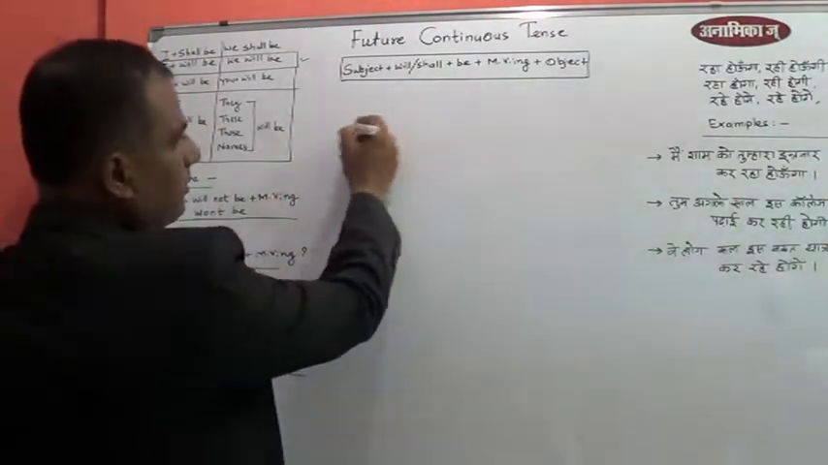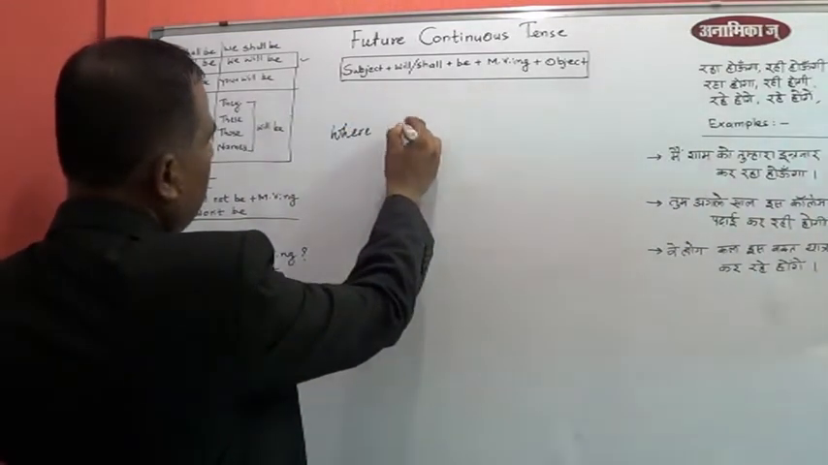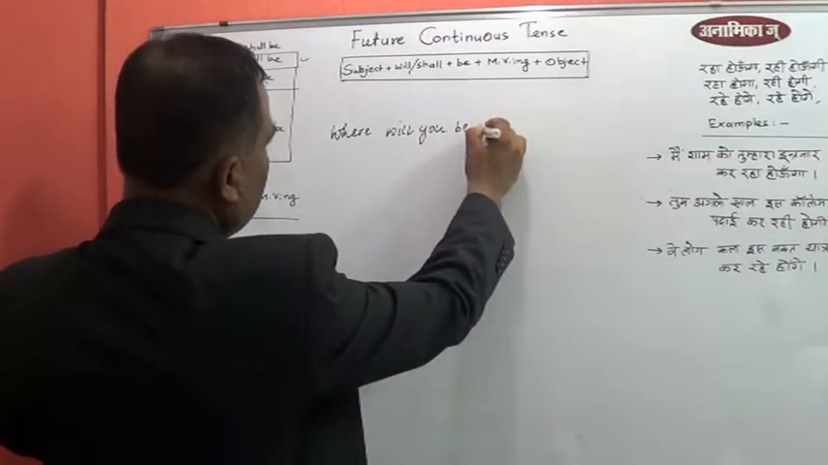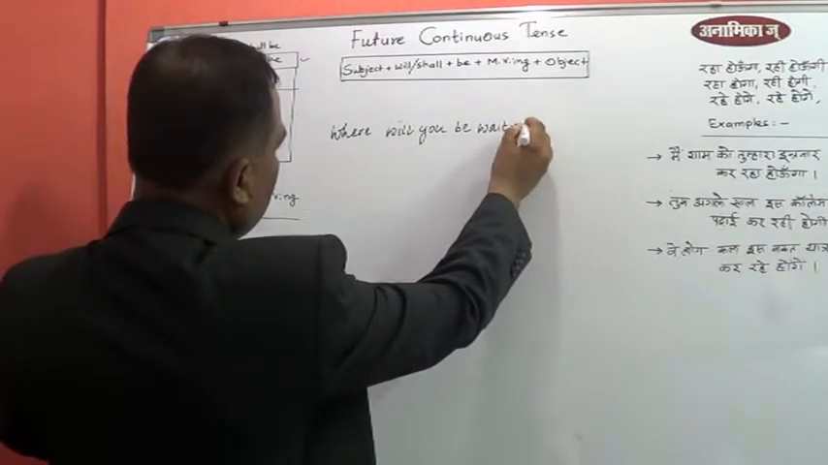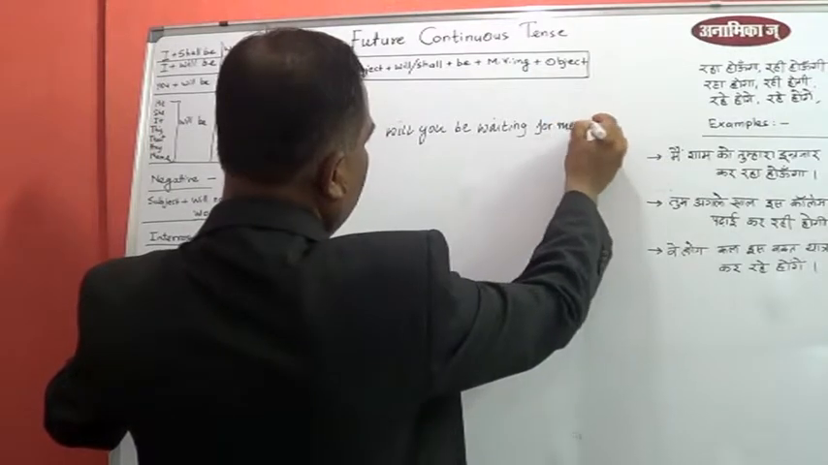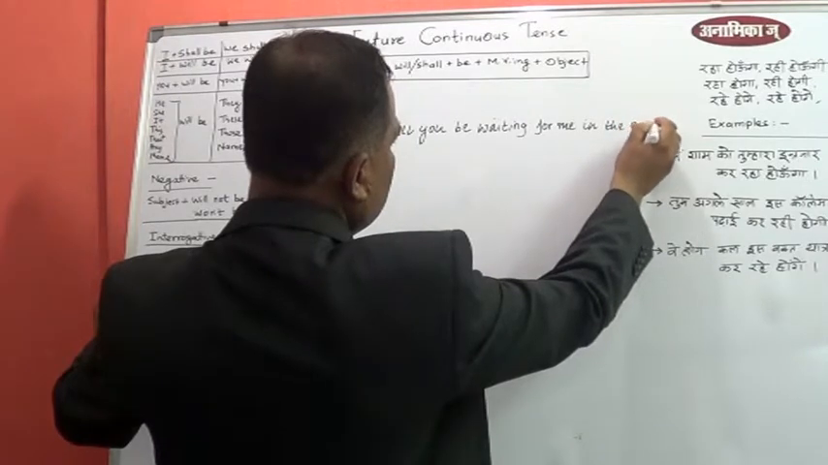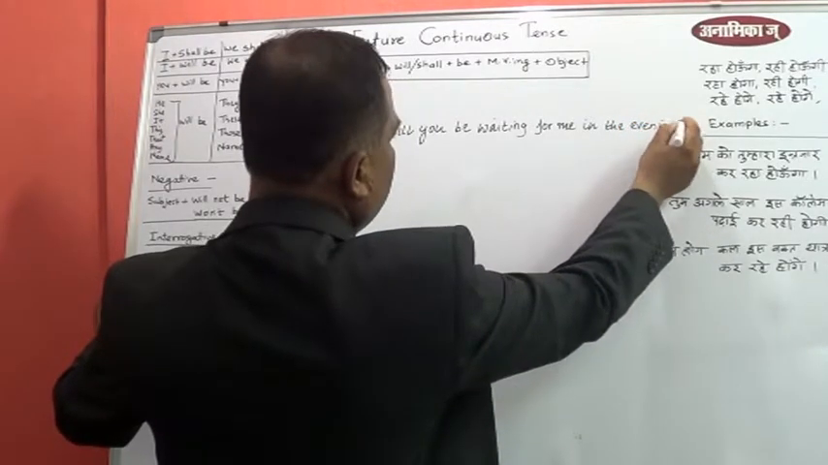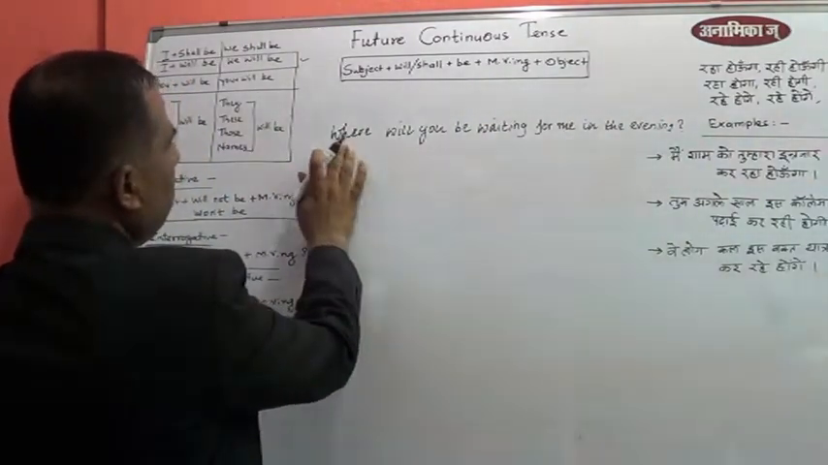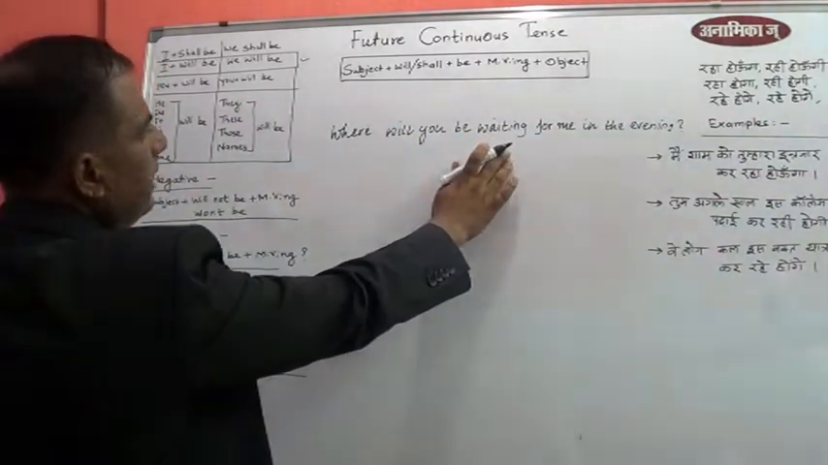If we say, where will you be waiting for me in the evening? Where will you be waiting for me in the evening? So here, because of the presence of where, now I want to know about the place where this action of waiting will happen.